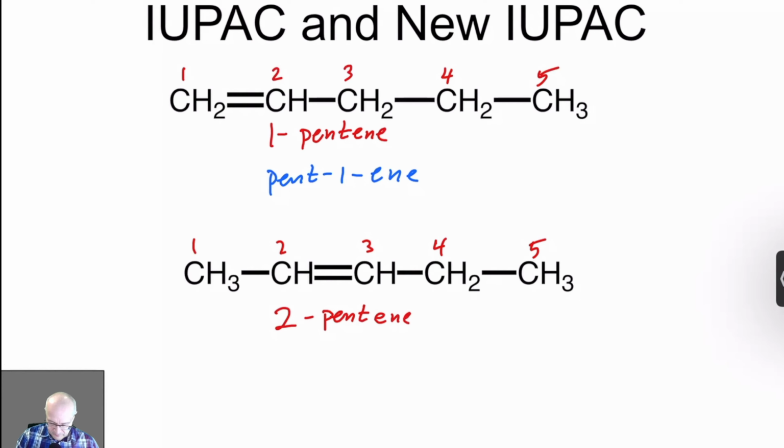Or the new way, pent-2-ene. And that's how you do it. I don't think this is very difficult. I think if you can do alkanes, it's just a small extension from alkenes. You just have to tell the reader where the double bond is. And you do that by just telling them where in the chain it starts.